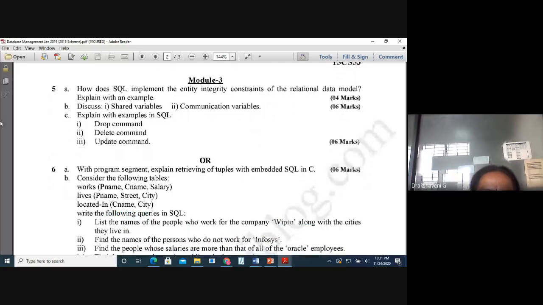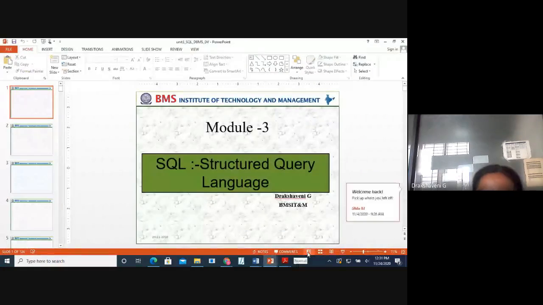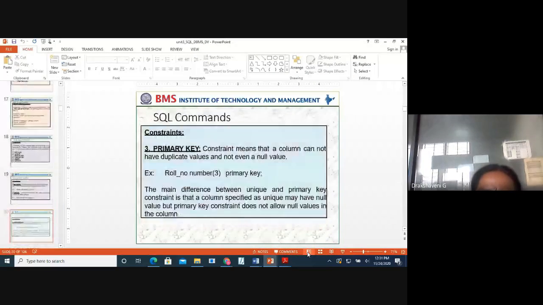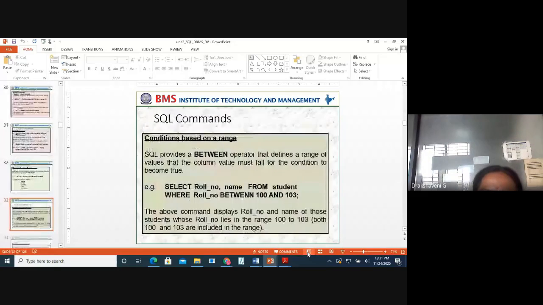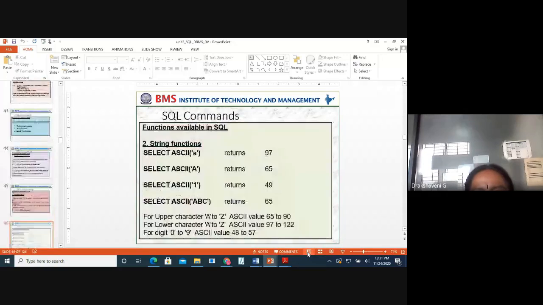Okay, third one, how does SQL implement the entity integrity constraint of a relational model with an example? So what is SQL? Start with the SQL chapter. In this they have asked how the entity integrity constraint works. All data types, foreign keys, constraints, all these we have seen. So then entity integrity.